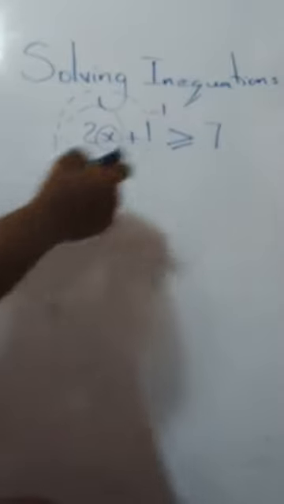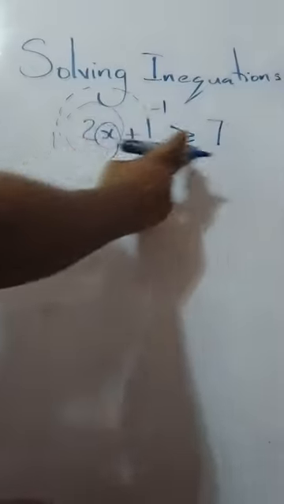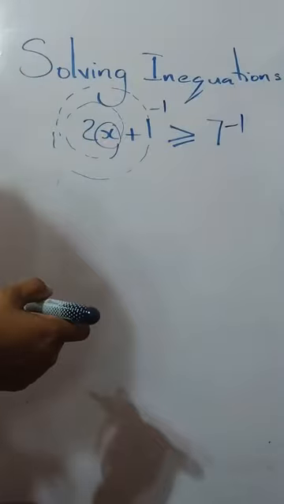To remove means that we're doing the opposite operation. So opposite to addition would be subtraction of 1. But because of this sign here that is stating that what is on this side is either greater than or equal to what is on the other side, if I subtract a 1 from this side to maintain that balance, I'll have to subtract 1 from that side as well.